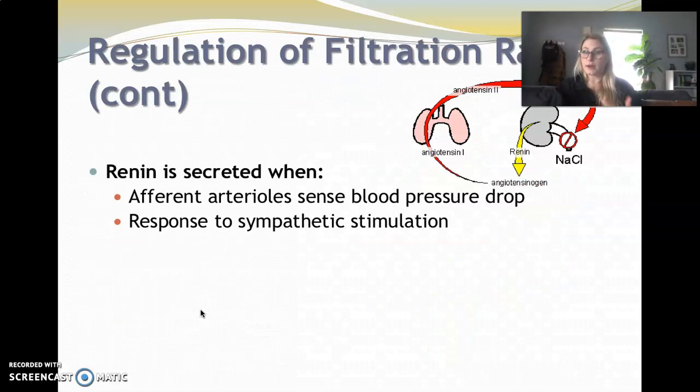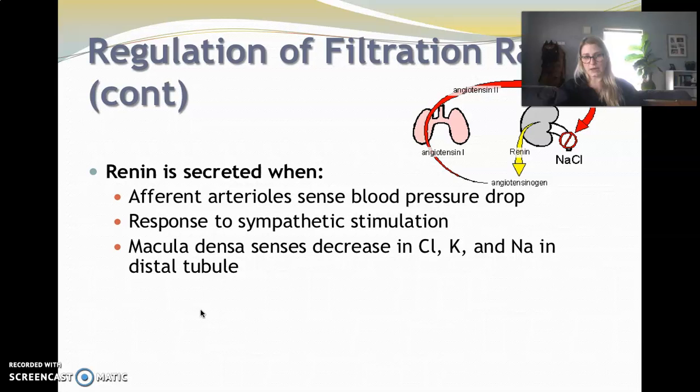So, renin, we talked about this in the last video, and I'm going to continue talking about it here. Renin is going to be secreted when the afferent arterioles sense blood pressure drop. The afferent arterioles are going to the glomerulus. When they sense blood pressure dropping, we are going to secrete renin. So this is another sympathetic nervous system response.